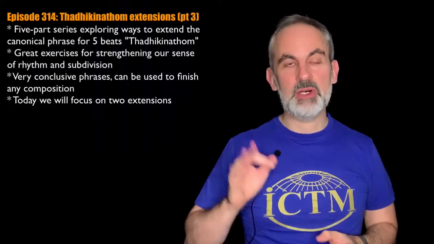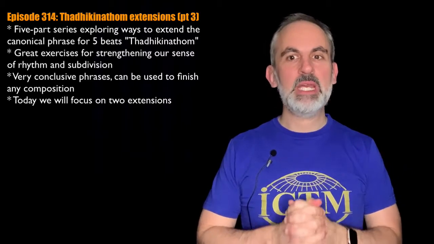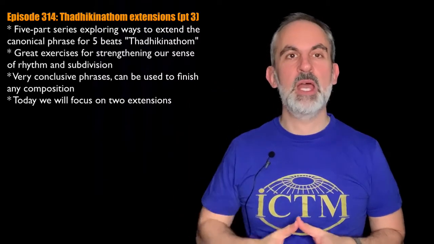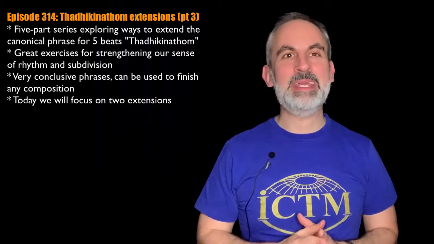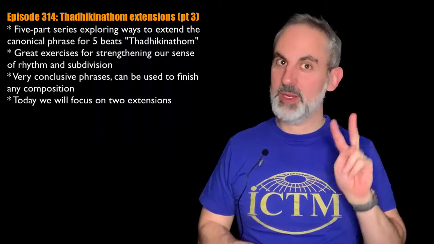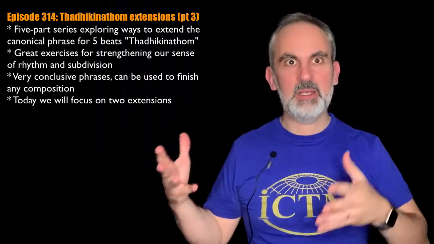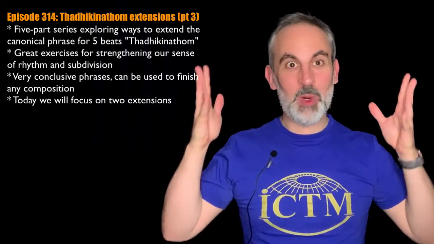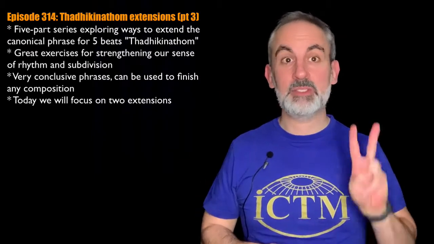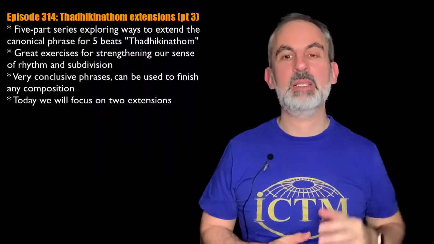Today is the third in the 5-part series exploring ways to extend the canonical phrase for 5 beats in Konnakol that we perform as Thadhikinathom. I'm not going to explain the virtues of this exploration because there are already 2 more episodes about that. But what you need to know is that I systematically approached this and arrived at one table with many ways of extending Thadhikinathom. Today we're going to look at 2 more actual ways, going systematically down that table.